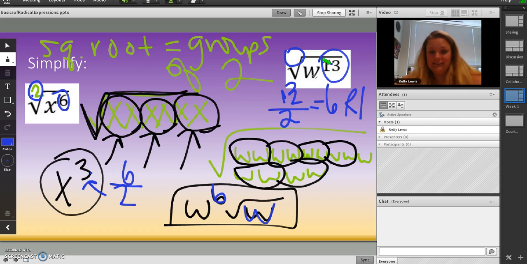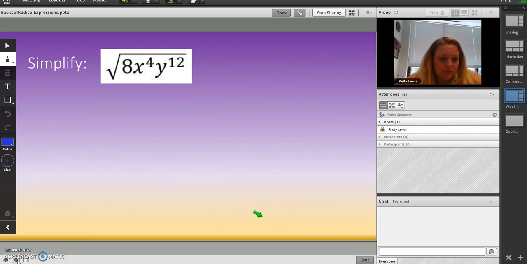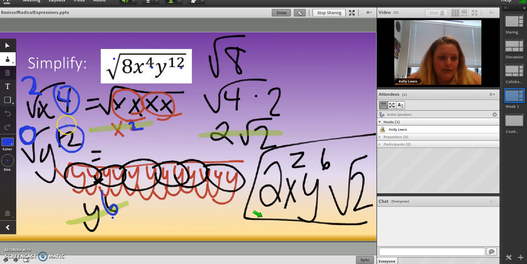All right, 13 divided by 2 is 6, remainder 1. So 6 goes on the outside, 1 stays in jail, in the radicand. All right, and so this works with the exponents, okay? We took our exponents and divided by this number out here. It's called the index, just so you know.